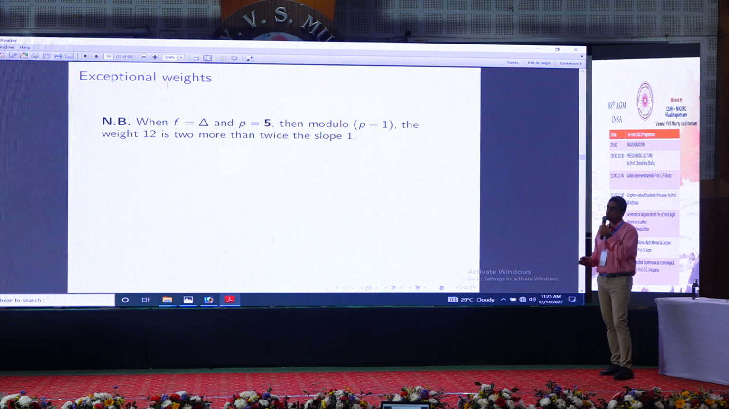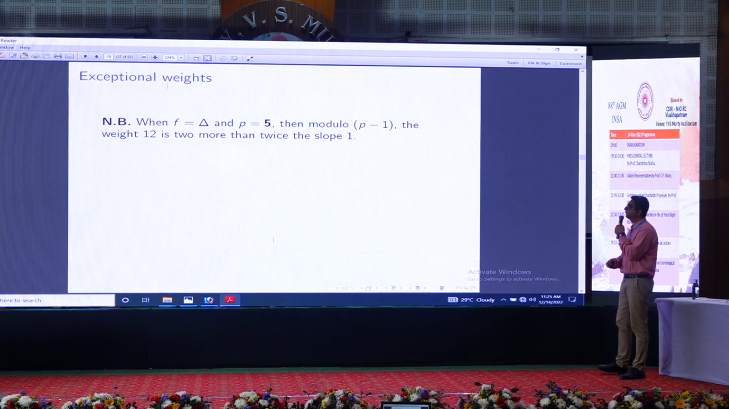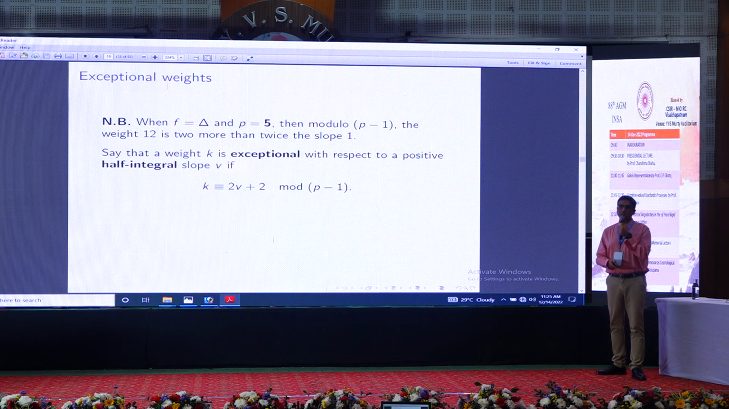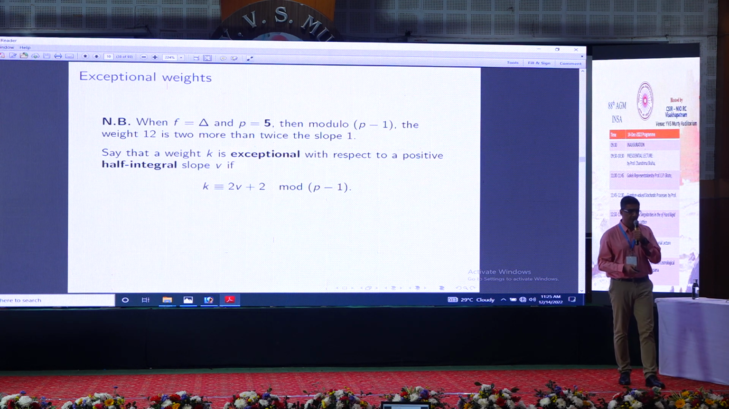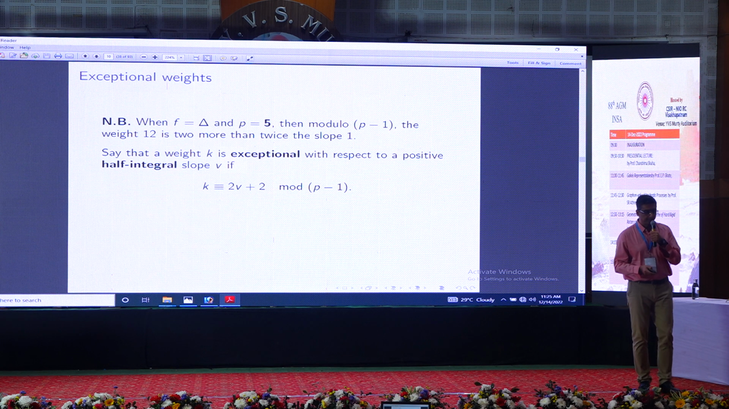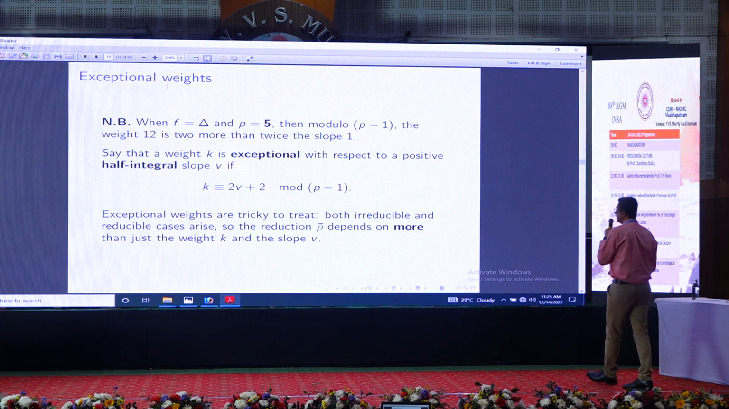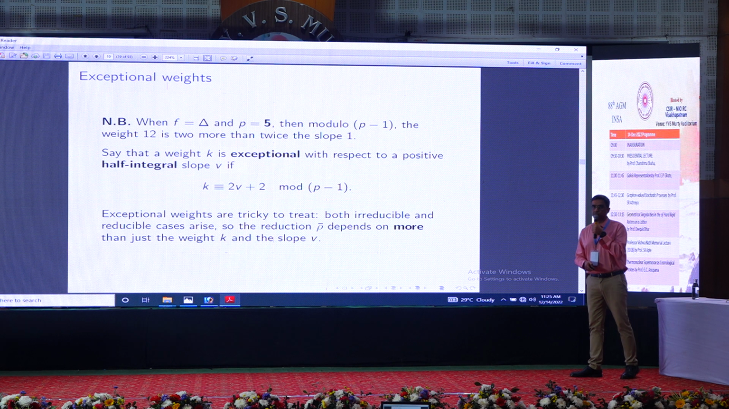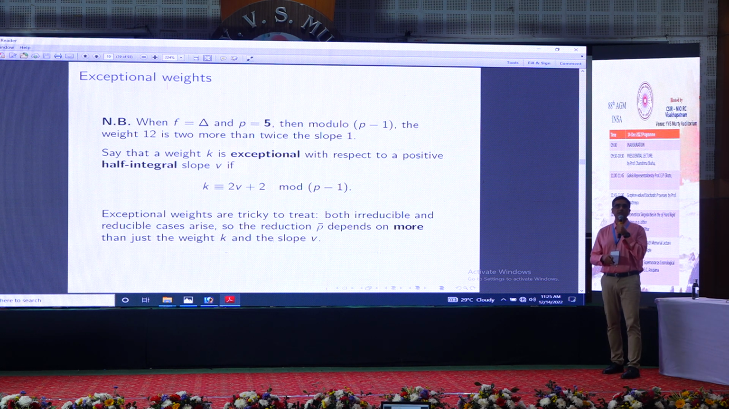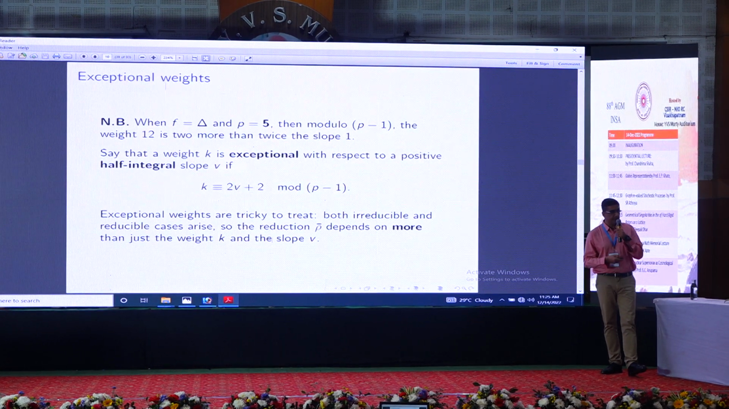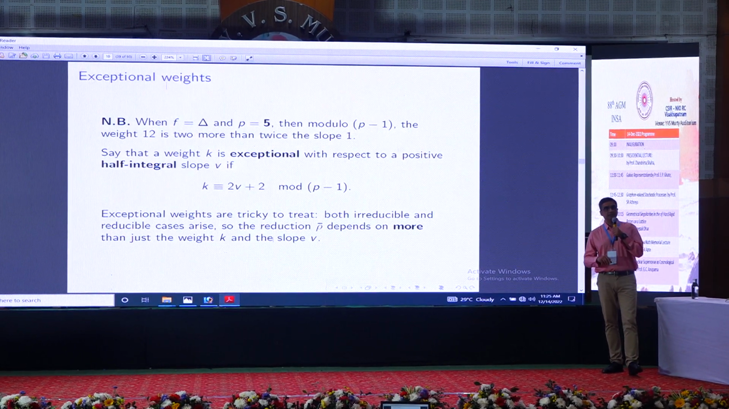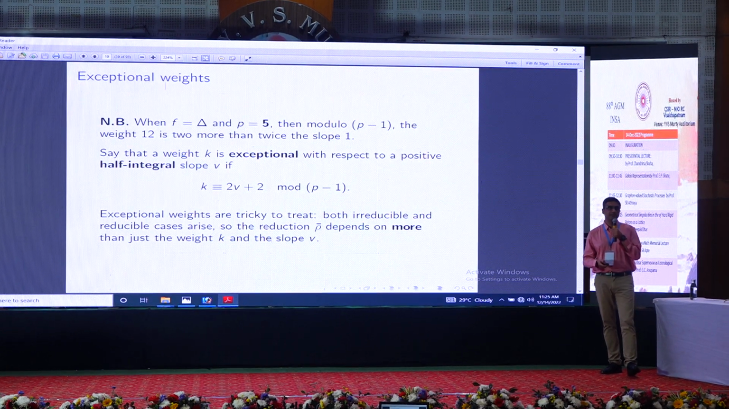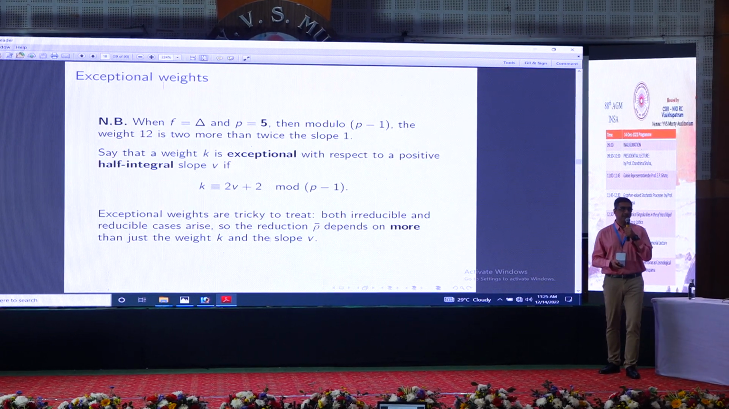Okay, so I just want to make this remark that this particular example satisfies the property that the weight is congruent to 2V plus 2 modulo P minus 1. So let us say that a weight is exceptional if you have this relation between the weight and the slope. So it turns out that exceptional weights are very tricky to treat. The answer doesn't completely only depend on the weight and the slope. It seems to depend on something more. Because when you have exceptional weights, the Galois representation has some reducible answers and some irreducible answers. So there's something delicate going on here.